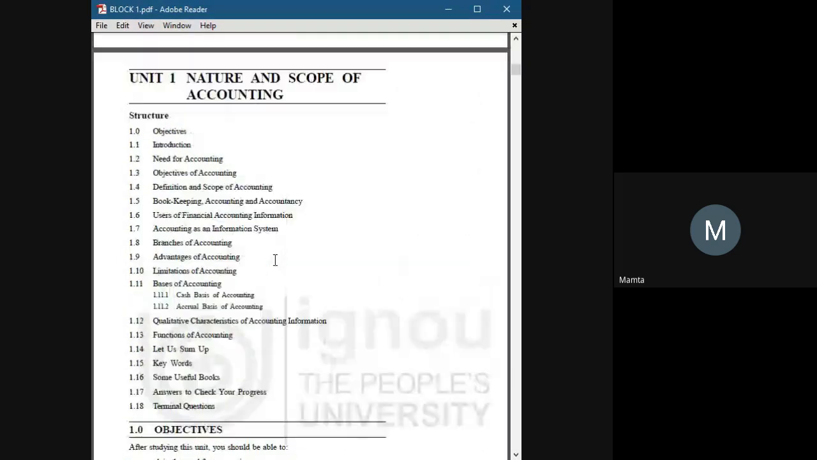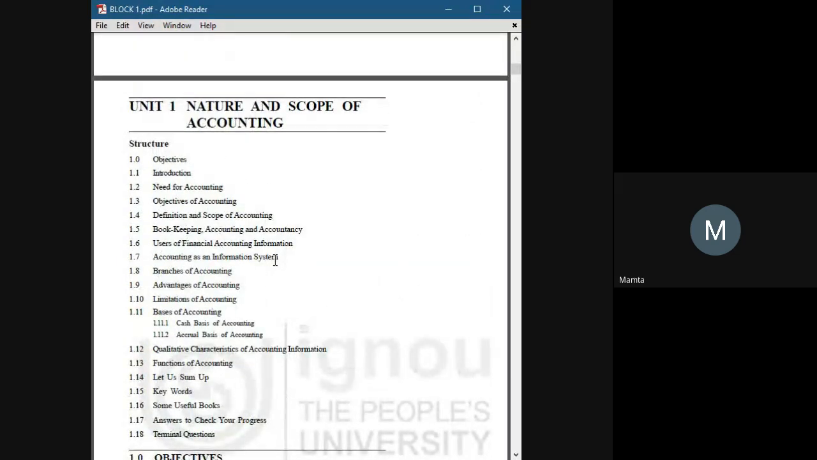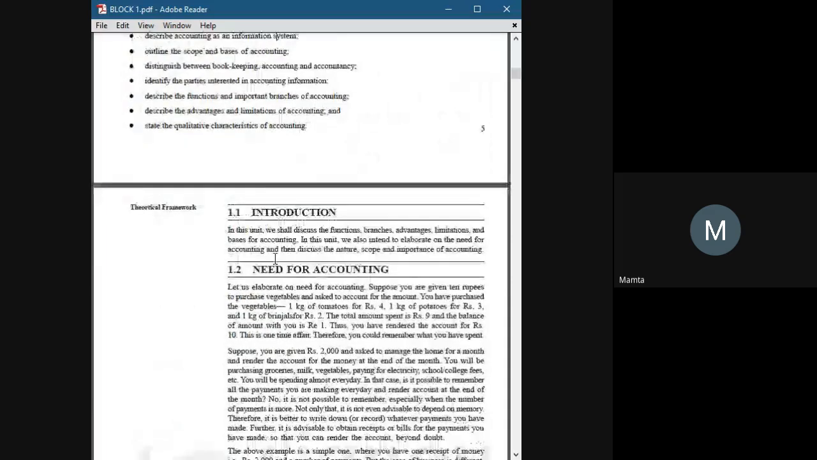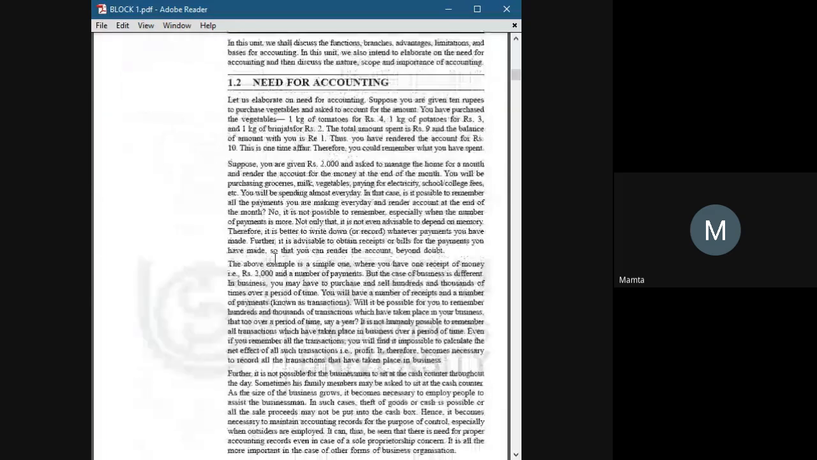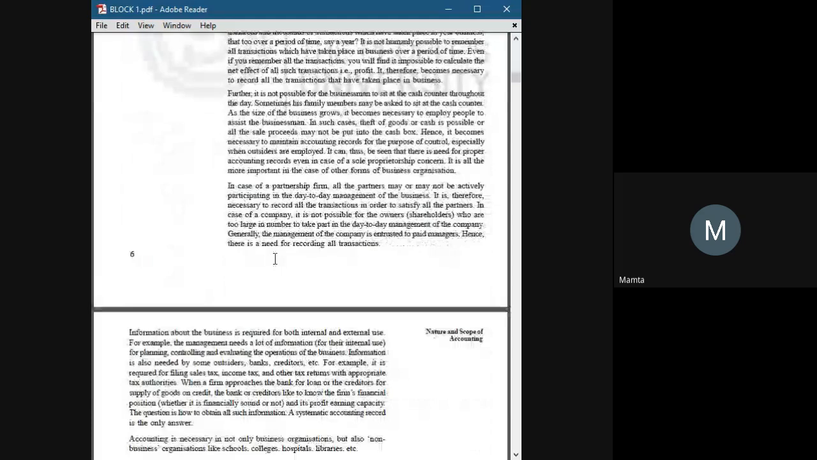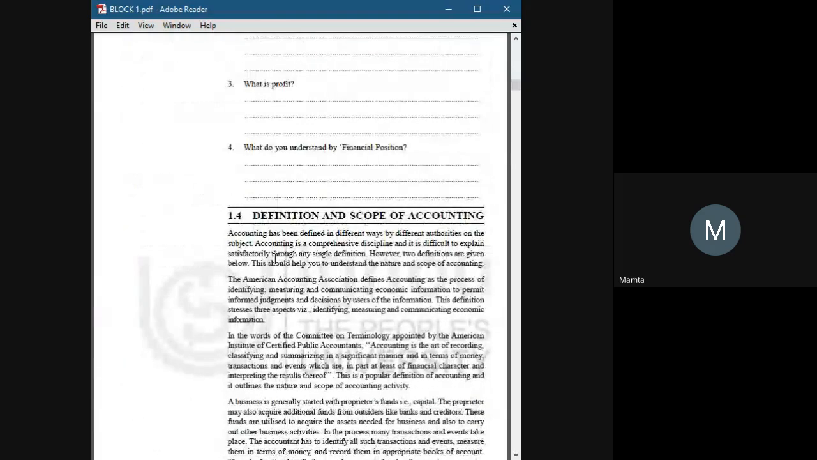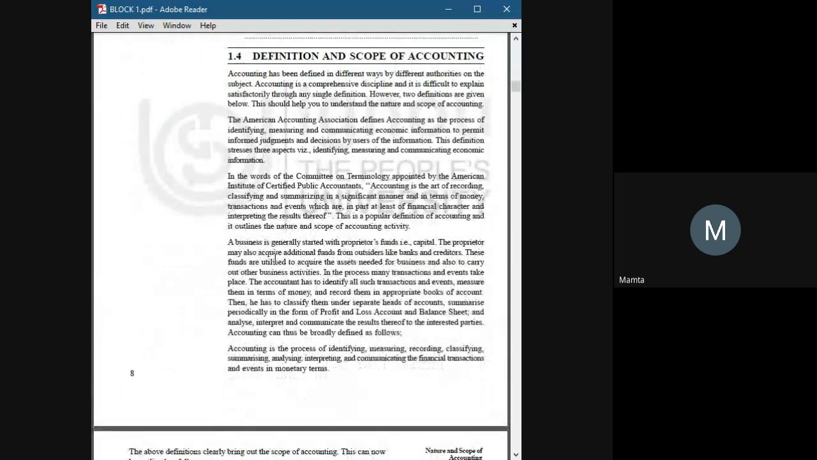This is our first unit of Globe First, and its title is Nature and Scope of Accounting. So, anyone know about accounting here? Anyone knows about accounting here? Okay, I guess no. Then let me tell you what accounting is.